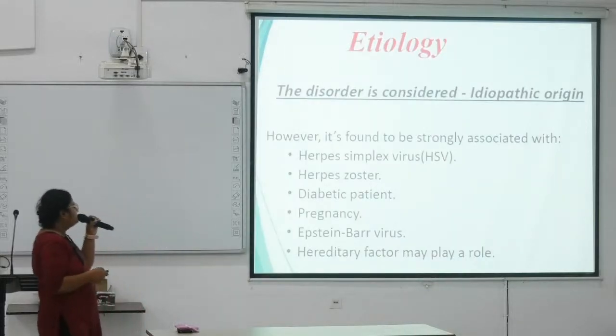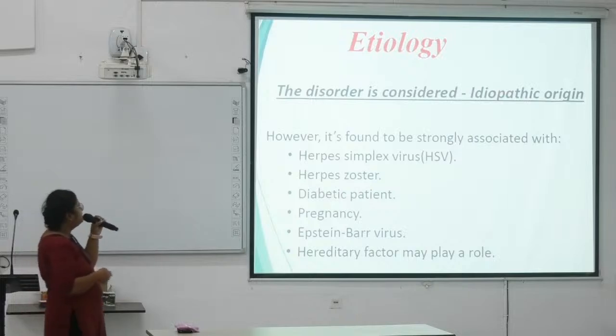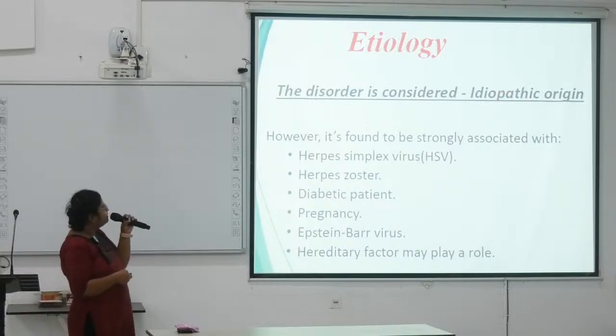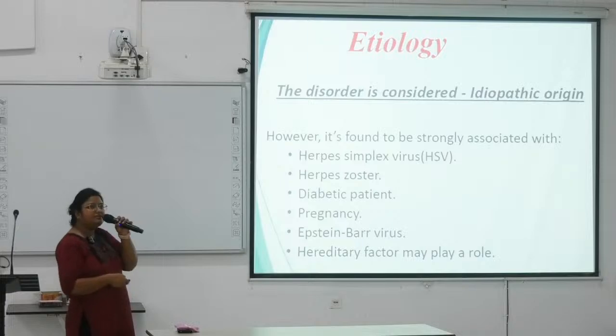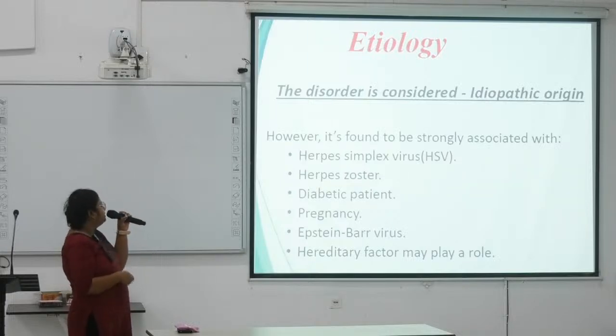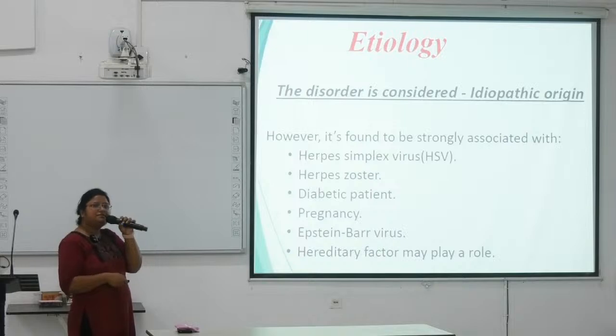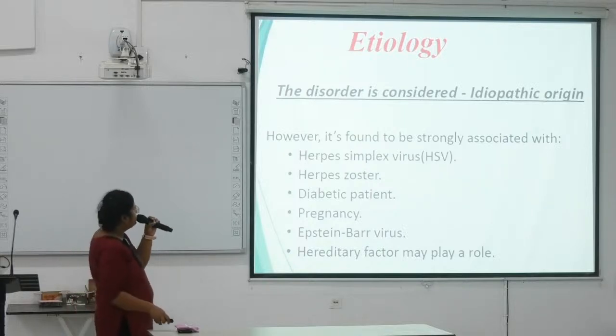It is considered idiopathic in origin. However, these infections may be strongly associated with this facial palsy. Infection with viruses like herpes simplex virus, herpes zoster, and it is more common in diabetic patients, during pregnancy, infection by Epstein-Barr virus, or hereditary factors may play a role. Okay, this is the etiology of Bell's palsy. Okay, understood.